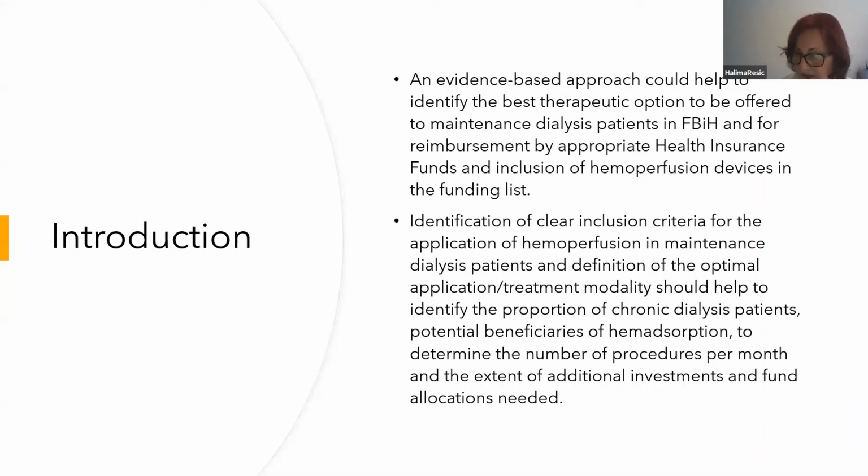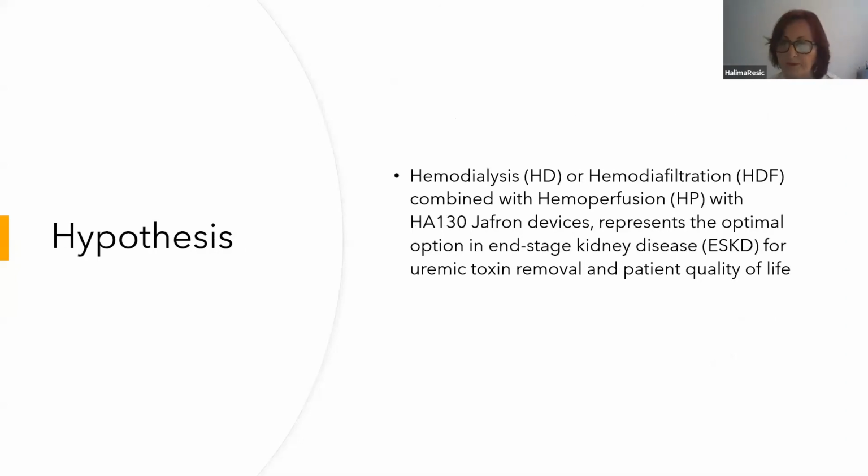By data of our renal registry in 2019, we have about 2,700 patients on chronic hemodialysis. Hemodialysis and hemodiafiltration combined with hemoperfusion, with different devices, of which HA130 represents the optimal option in end-stage kidney disease for uremic toxin removal and patient quality of life.